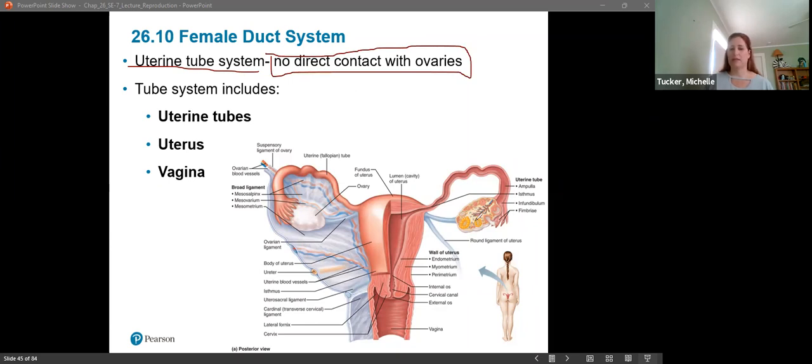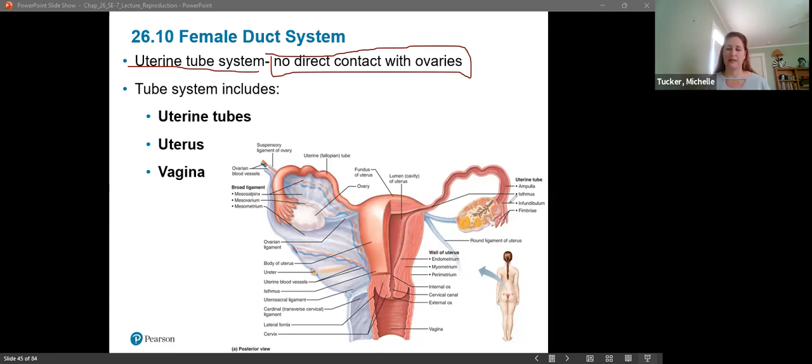So when an oocyte is ovulated and released, it's actually released into the peritoneal cavity. It is up to the fimbriae of these uterine tubes to create a current and collect it. But females do lose oocytes into the pelvic cavity.